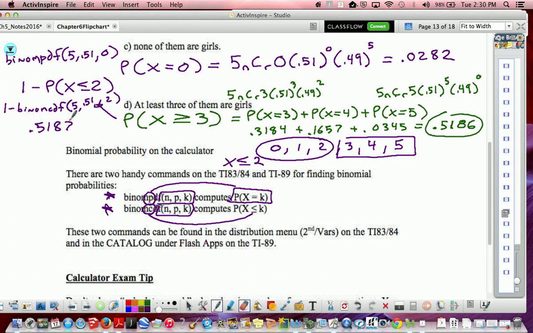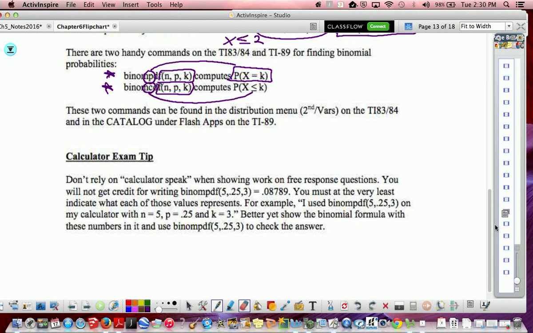Alright, we will stop at this page and we'll continue on tomorrow with some more of the examples.